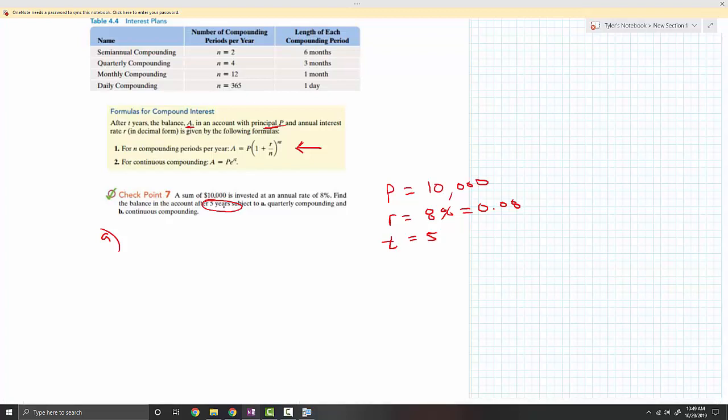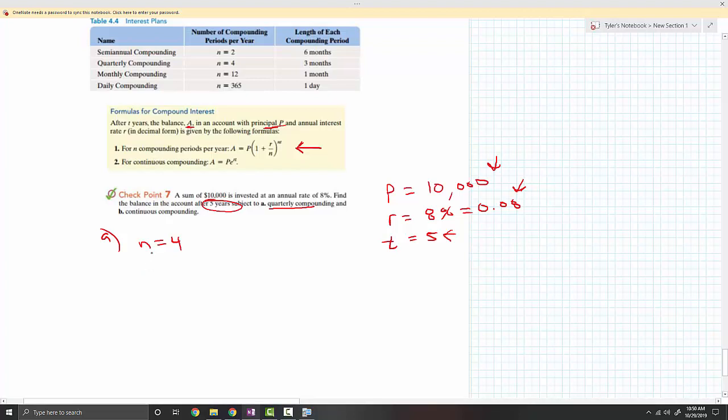So P should always be in dollars, r should always be a percent in decimal form, and t should always be the amount of time in years, right? Those are the formats of each of the variables that we should be using to plug in. And then for part A, we're compounding quarterly, so I know that n equals 4, and you can tell from the table or just knowing that there are 4 quarters in a year.